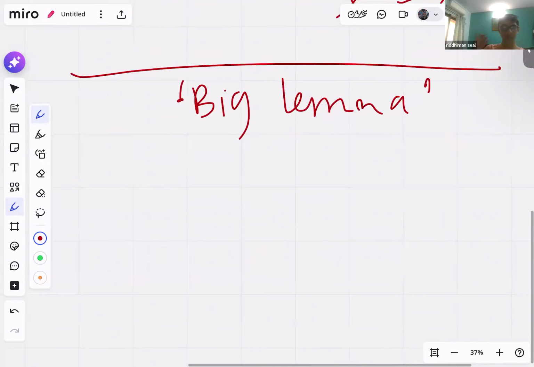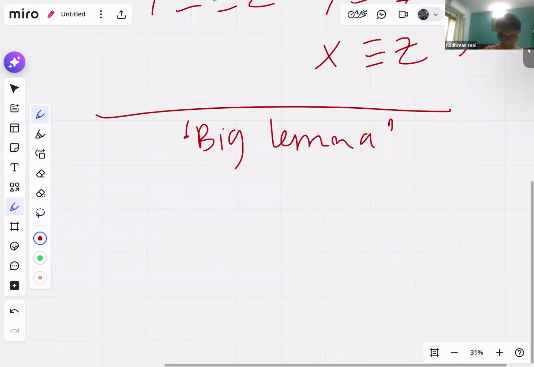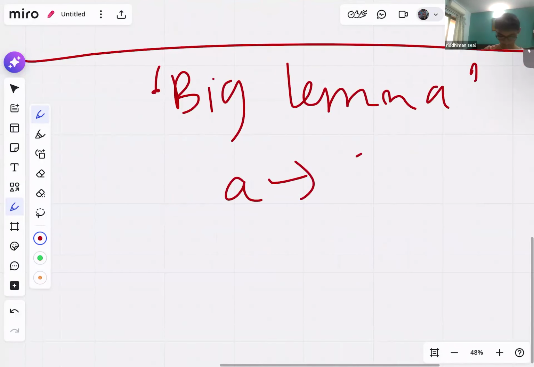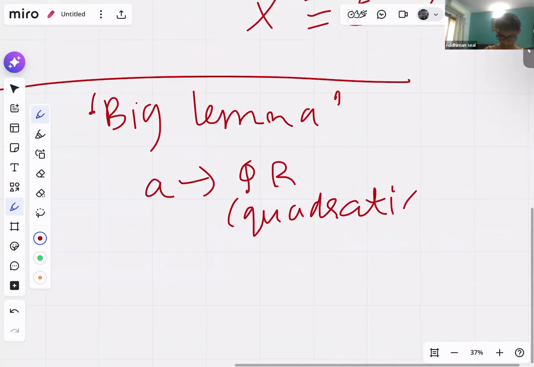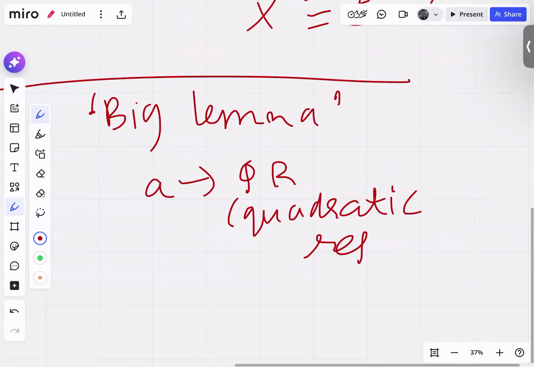We define A is a QR. QR stands for quadratic residue. Yes, I think they have a question in the chat. Oh, okay. I forgot to mention, but if possible, don't use chat because I can't really see it while writing.